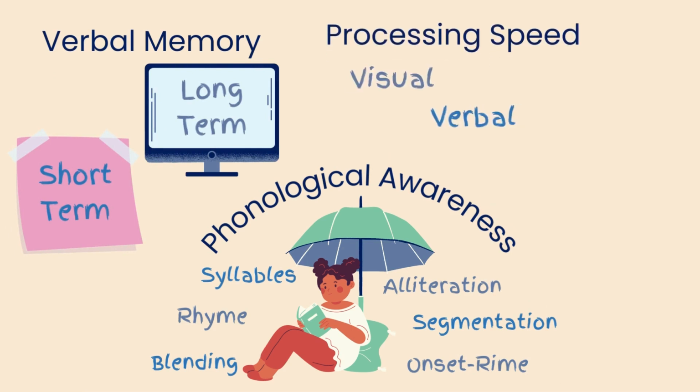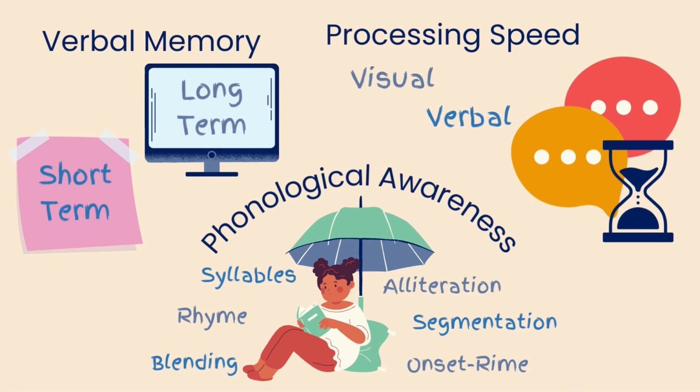Visual and verbal processing speed, which is how long it takes to make sense of the information we see and hear. When studying maths, dyslexic learners may find it difficult to understand word problems, retain maths facts, compute maths mentally, and complete tasks as quickly as their peers.